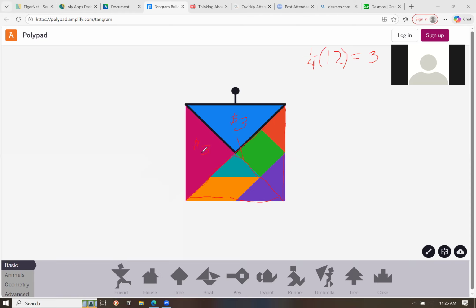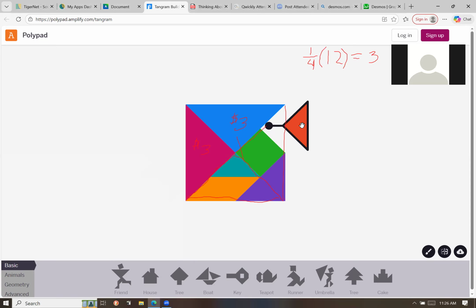Now, look what happens if I take this little triangle here. I'm going to drag it on top of that one. See how they're the same? And then I'm going to take it and put it on top of this square. See how it's half of that square? How many of these little triangles would it take then to fill in that $3 big triangle? 3. Actually, it wouldn't be 3, it would be 4 of them. Okay, you're right.